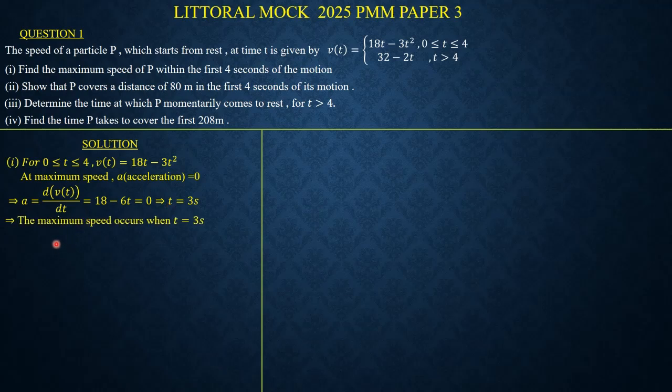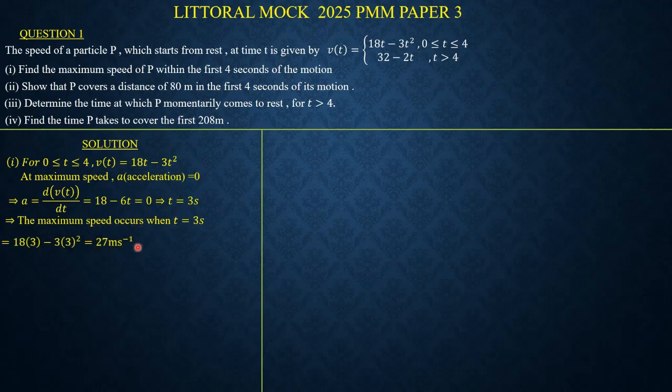We can therefore say that the maximum speed occurs when t equals 3 seconds. Why? Because at maximum speed, the acceleration is equal to 0. And from this condition, we obtain that value of t, which corresponds to the time at which we have maximum speed. That is, at maximum speed, we have t equals 3 seconds.